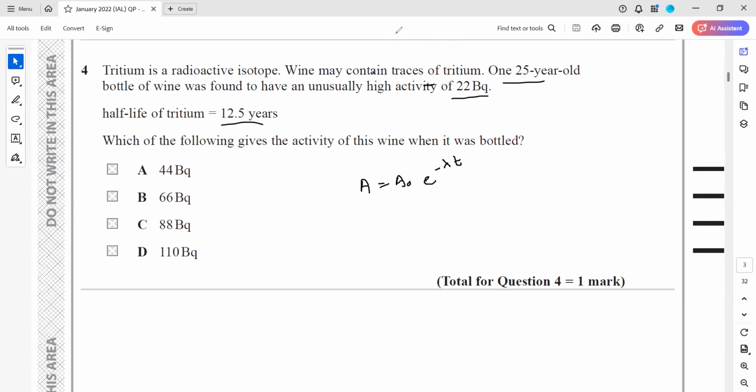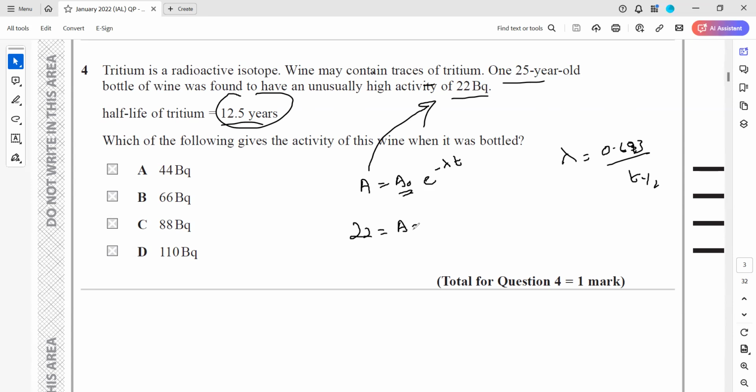The value of lambda is equal to 0.693 over t half. This will give us the value for lambda. Right now its activity is 22 becquerel. We need the original activity, A naught. So we just have to substitute: first 0.693 over 12.5. The half-life is in years, so this should be year inverse. It won't make a difference.